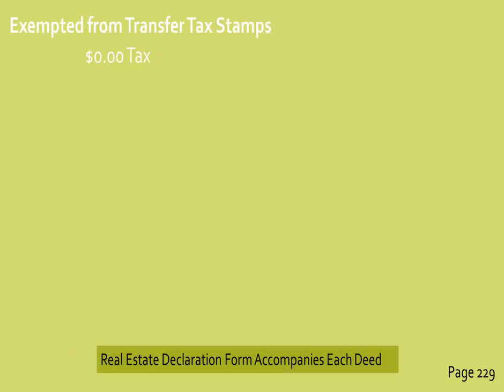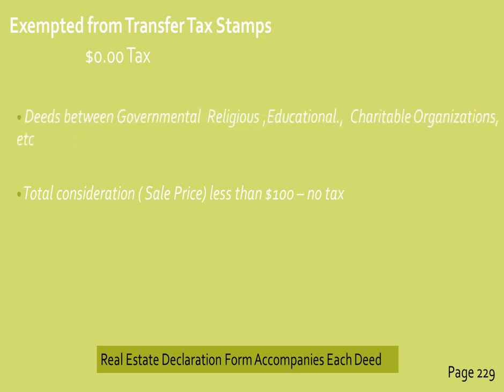If the sale price is less than $100, no tax. The taxable value can be reduced by the amount of the assumed mortgage. I'll show you what that is and what that means in a second. Tax must be paid prior to recording of the deed. And so here's the way we might compute this.